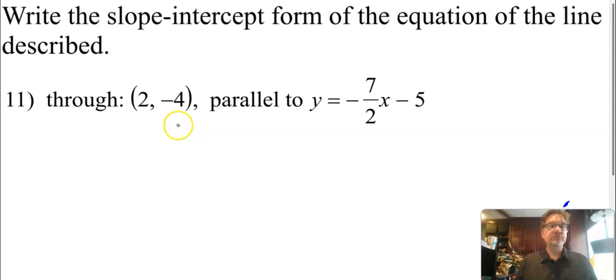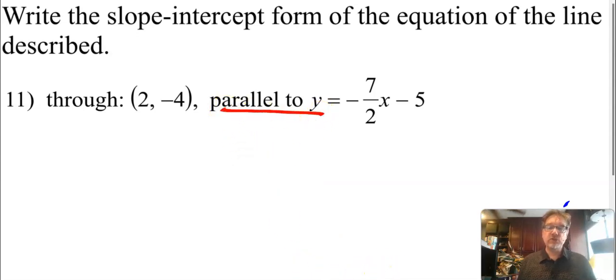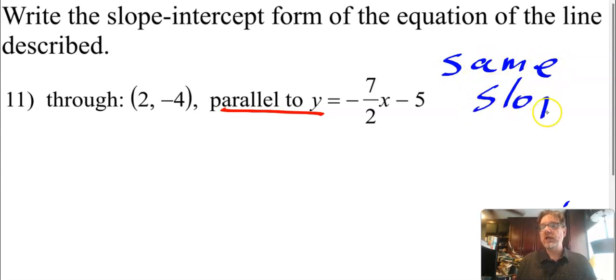Alrighty, so here we go. Let's write the slope-intercept form of this line. So again, I want to, oh, wait a minute. They're not giving me slope. They're giving me a point, but they're not giving me slope. Oh, but what they said right here, parallel to: lines that are parallel have the same slope.